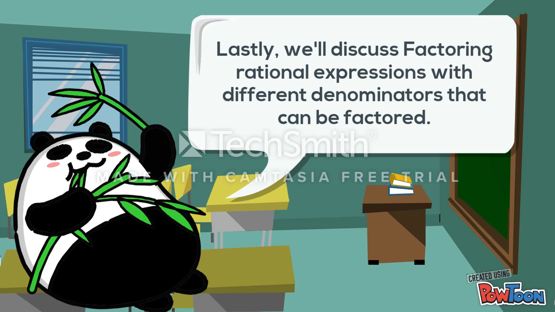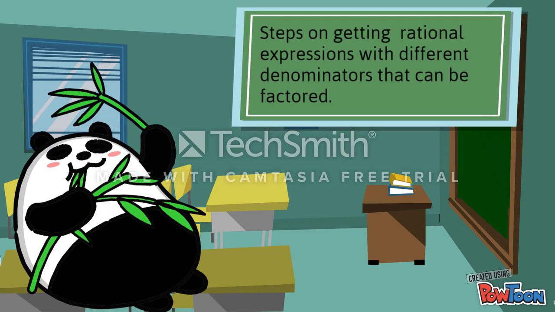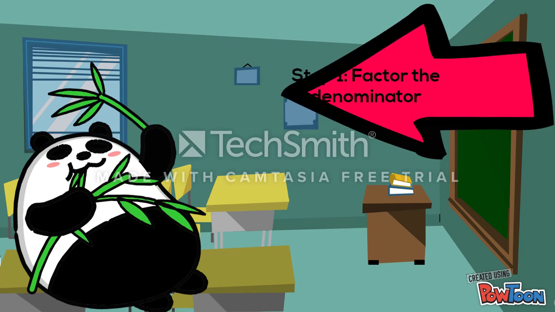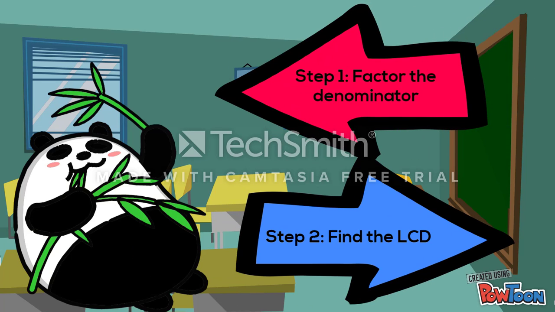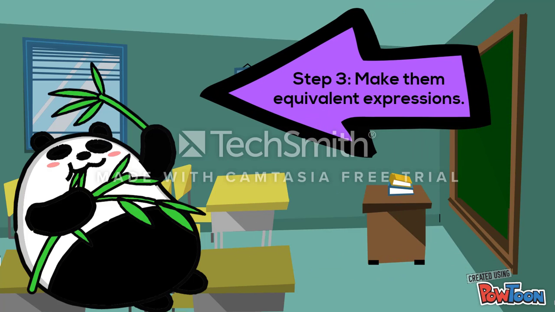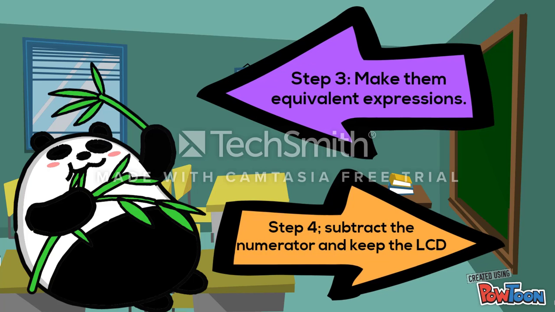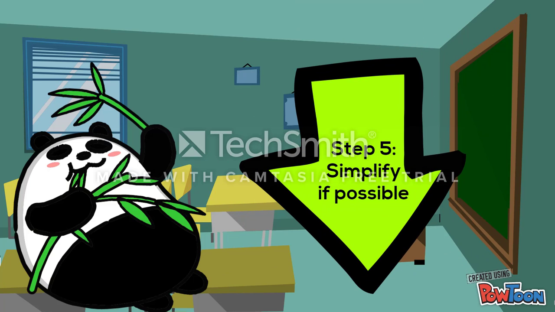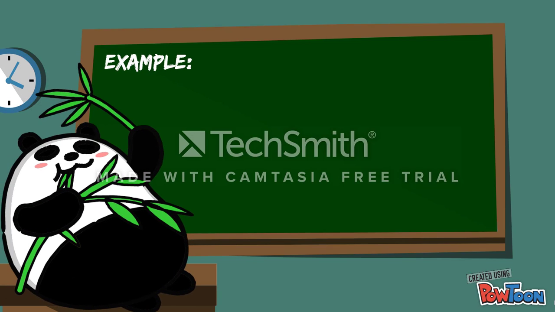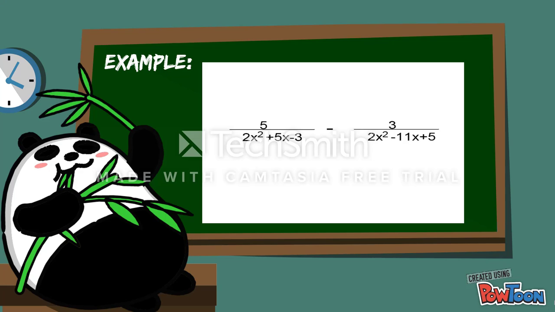We'll discuss subtracting rational expressions with different denominators that can be factored. Here are the steps in finding the difference. Step 1. Factor the denominator. Step 2. Find the LCD. Step 3. Make them equivalent expressions. Step 4. Subtract the numerator and keep the LCD. And step 5. Simplify if possible. For you to understand, here's an example. 5 over 2x squared plus 5x minus 3 subtracted to 3 over 2x squared minus 11x plus 5.